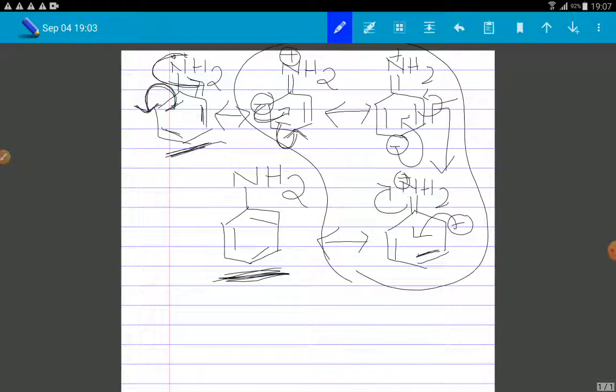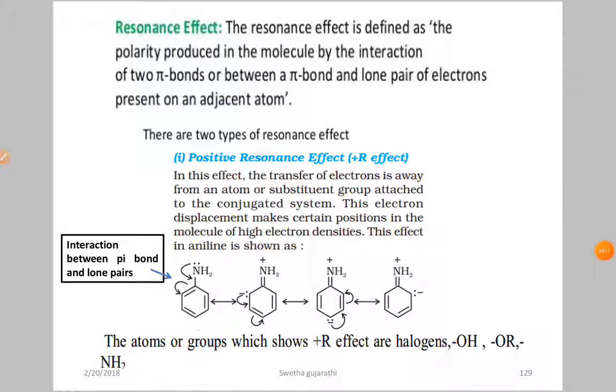Now in the resonance structure what you are doing, the electron is shifting towards the ring. You are going to shift the electron towards the ring, isn't it? Why? Because we have the NH2 group, and it has the electron donating capacity. So that's why it is called the plus R effect.